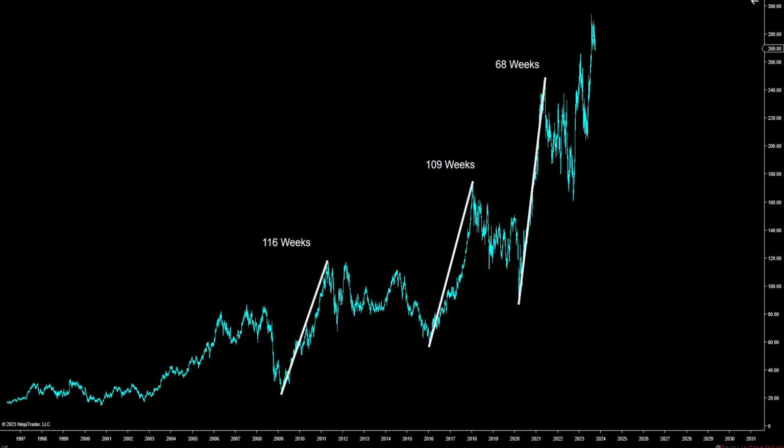These are bull moves lasting over a year. Significant bull moves. And as you can see, each leg is getting shorter, which means your larger time cycle is running out.